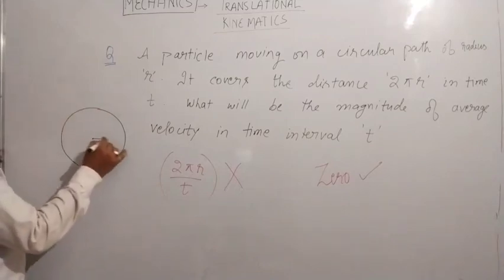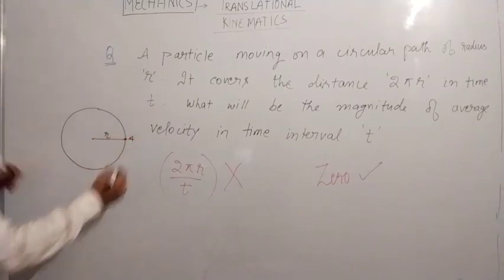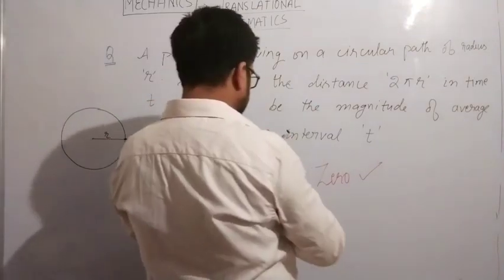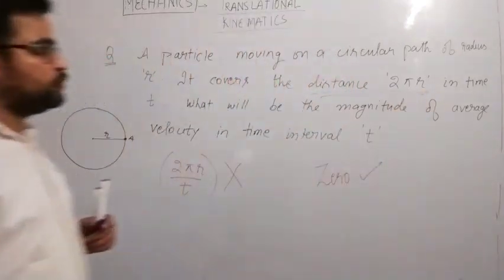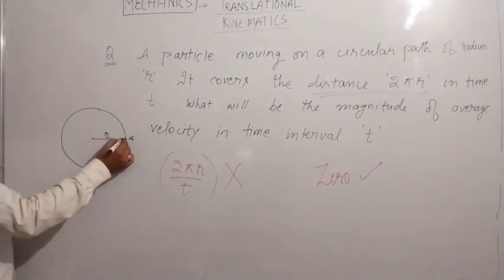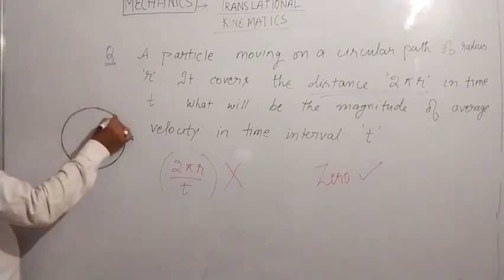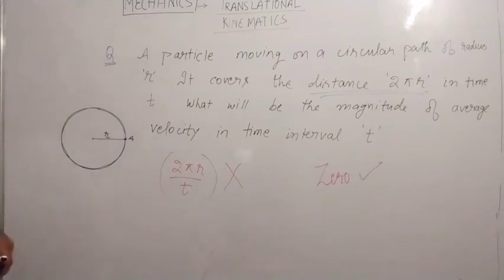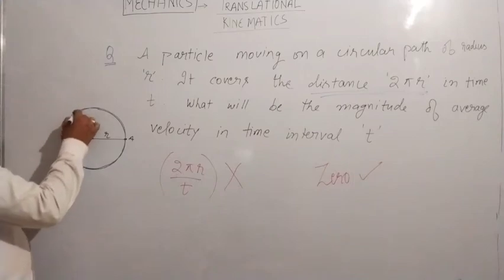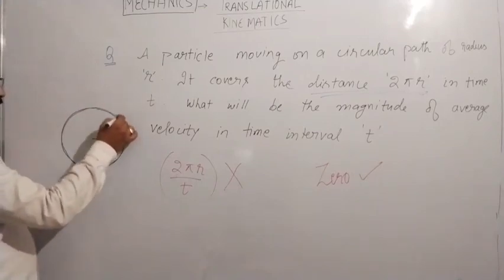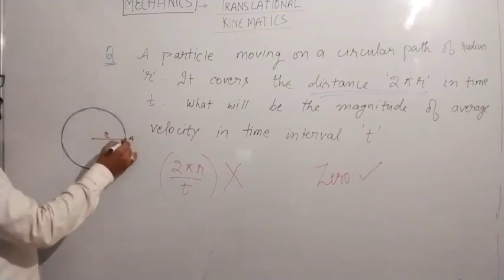This is radius r. Suppose it starts from this point A and covers the distance 2 pi r. To cover the distance 2 pi r, it takes one full circle. What is distance? Distance is the length of the path covered by it. So it has taken time t to cover this whole circumference, one circumference, that is 2 pi r.